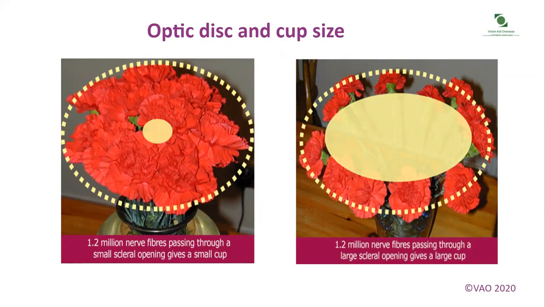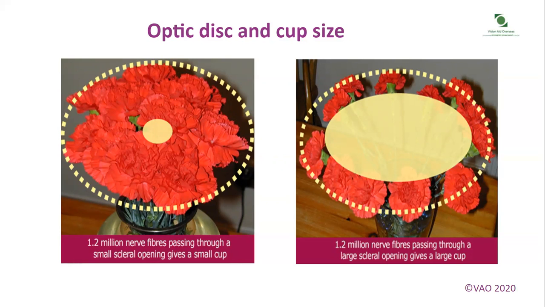The photograph of the flowers in a vase is to demonstrate the different appearance of cup to disc ratio dependent on how large or small the overall optic disc is. So 1.2 million nerve fibers passing through a small scleral opening will give a small cup, as the picture on the left depicts. And 1.2 million nerve fibers, in other words, the same amount, passing through a large scleral opening would give a large cup, as in the photograph on the right.